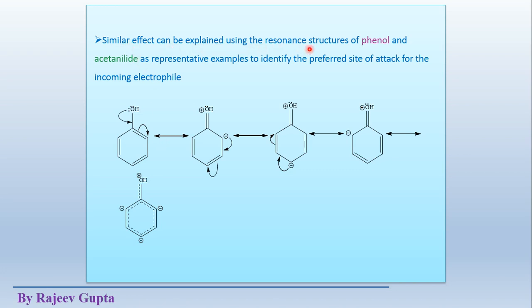A similar effect can be explained using the resonance structures of phenol and acetanilide as representative examples to identify the preferred site of attack for the incoming electrophile. Which site on the aromatic ring will be preferred for the attack of the electrophile? That site will be the carbon atom on which, in all the resonating structures, negative charge is coming. Because this negative charge will attract the incoming electrophile, because the electrophile contains positive charge.